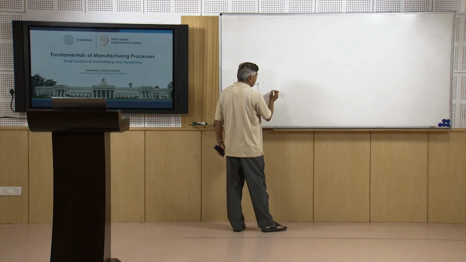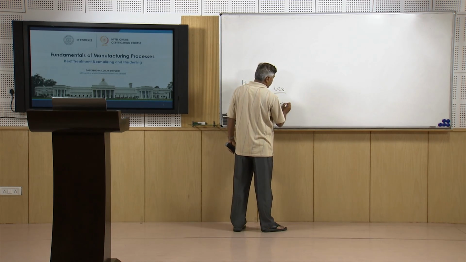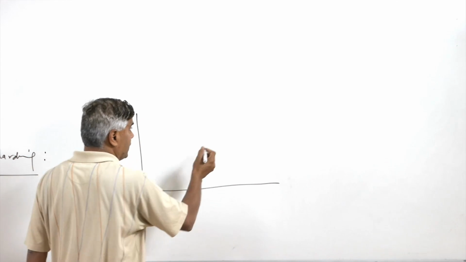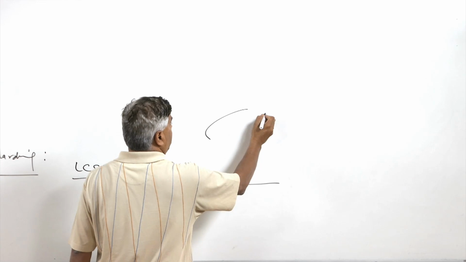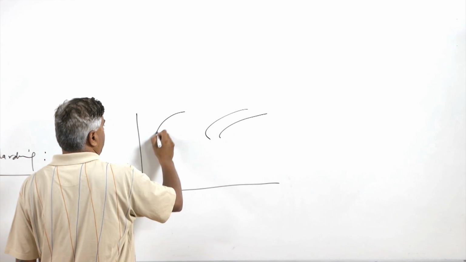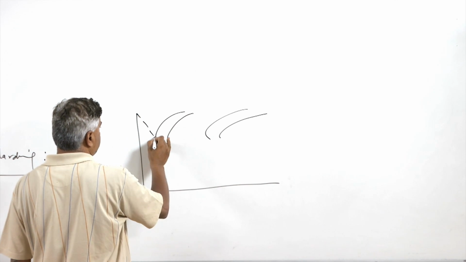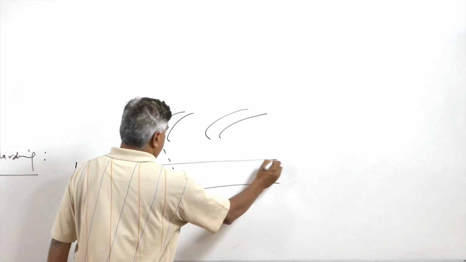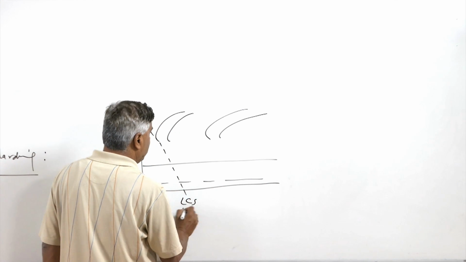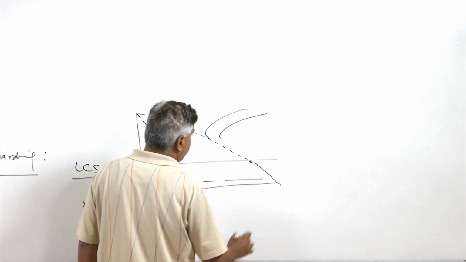If you have to do the hardening of the low carbon steels, then it becomes difficult as compared to the high carbon steels. Why is it so? To understand this, if we see this CCT diagram, high carbon steel will have the nose of the CCT like this, while for the low carbon steels it may be like this. So the critical cooling rate for the low carbon steel will be going in this manner.